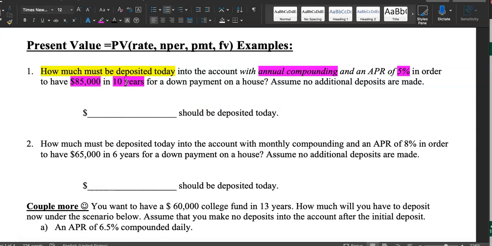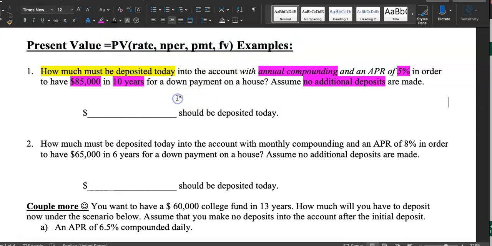So the 4 things that are highlighted in pink are going to help us figure out what those 4 inputs are going to be. And maybe I should highlight this part too. This is also telling us something. No additional deposits are made. That means we're not going to make any monthly payments. We're just going to put a big amount of money in one time and then just wait for it to grow. All right, I'm going to use the present value function. What I'm going to do is go in and just type this here.